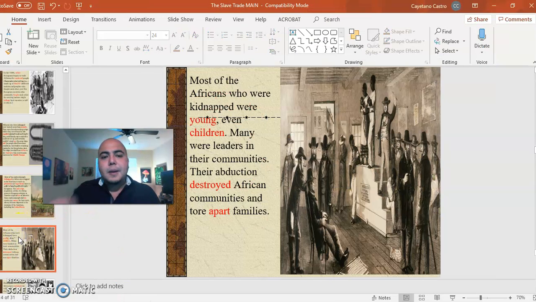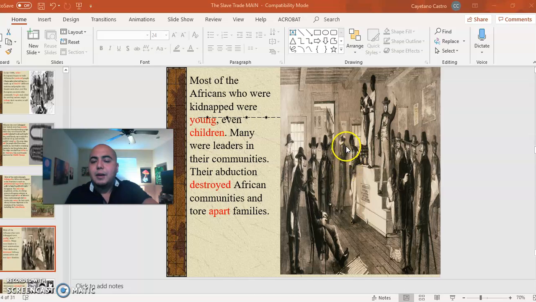All right. Most of the Africans who were kidnapped were young, even children. Many were leaders in their communities. Their abduction destroyed African communities and tore apart families. Okay, so in this picture, this is an auction in the Americas, where a lot of the African families were broken apart. Once they arrived to the Americas, they were immediately put into an auction, and you have a bunch of white Europeans who will be sitting there, and they'll be buying them off.